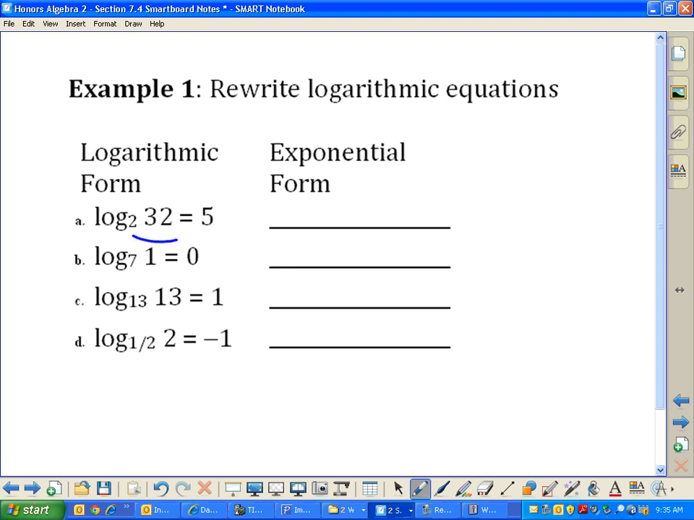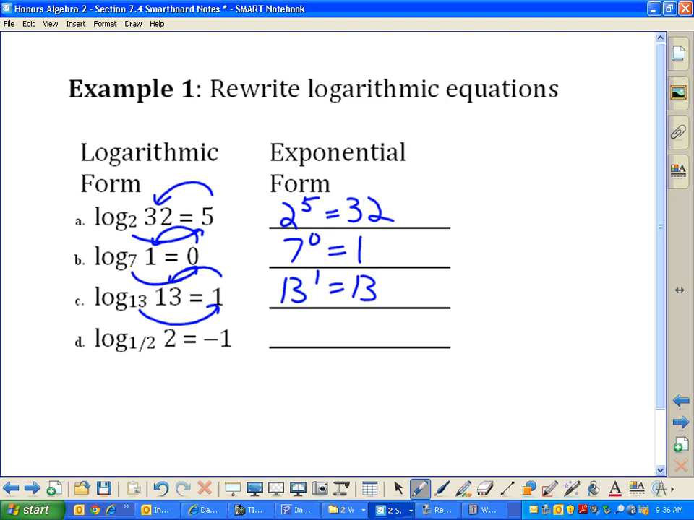We say 2 to the 5th power equals 32. It's a little log cycle for you. Or you could say 7 raised to the power of nothing gives you 1. Or 13 to the 1st power gives you 13. Lastly, 1/2, use your upstairs downstairs rule on it, raise it to the negative 1st power, you would get 2.